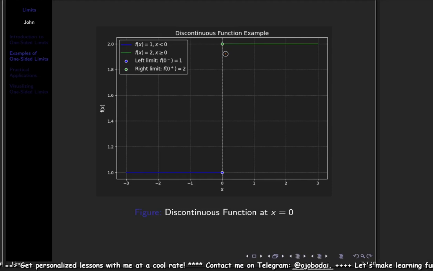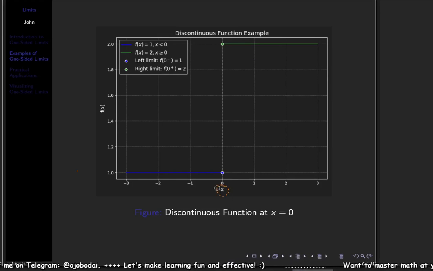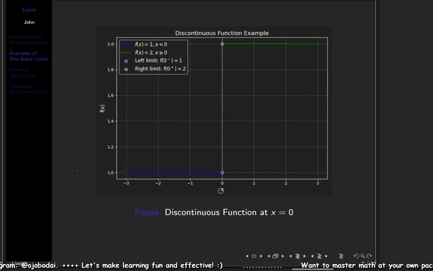You see, left-sided limit is equal to 1, right-sided is equal to 2. These two limits are not the same. So we say at x equals 0, the limit does not exist, because the left-hand limit and the right-hand limit are not the same. That doesn't mean it doesn't have a left-sided limit. It actually has a limit as you are approaching it from the left-hand side, and it also has a limit as you are approaching it from the right-hand side. But at that particular point, which is x equals 0, we say the limit does not exist, because approaching it from the right-hand side is not the same as approaching it from the left-hand side.